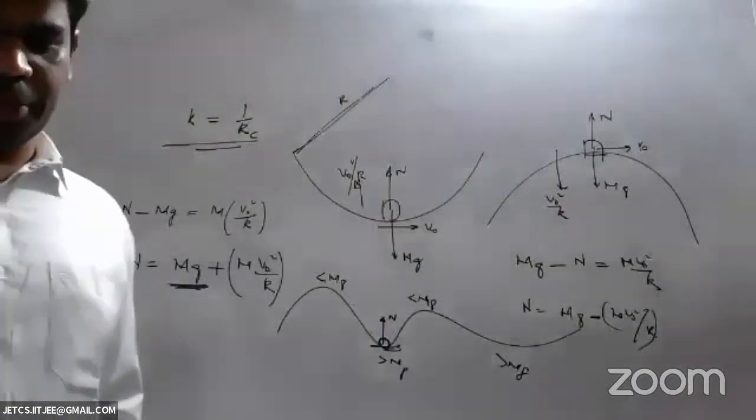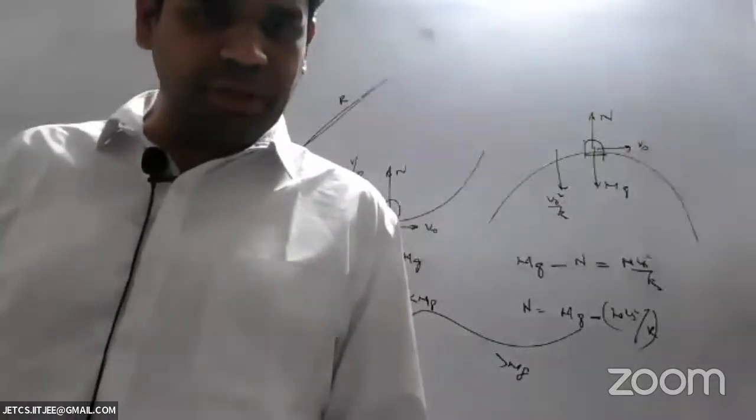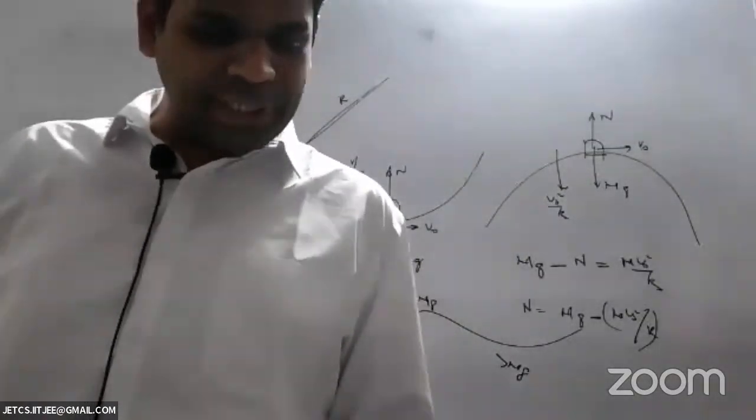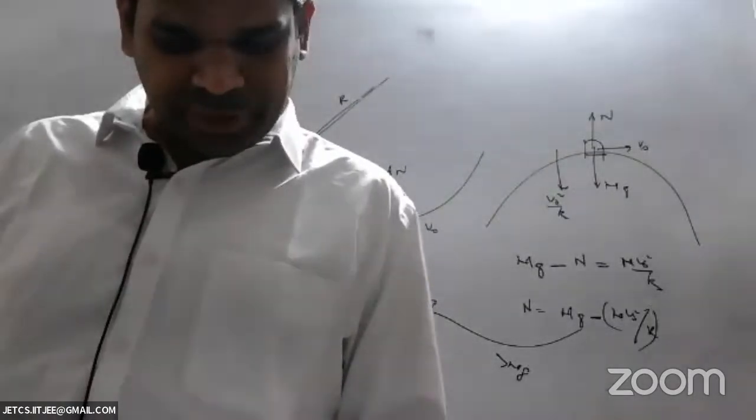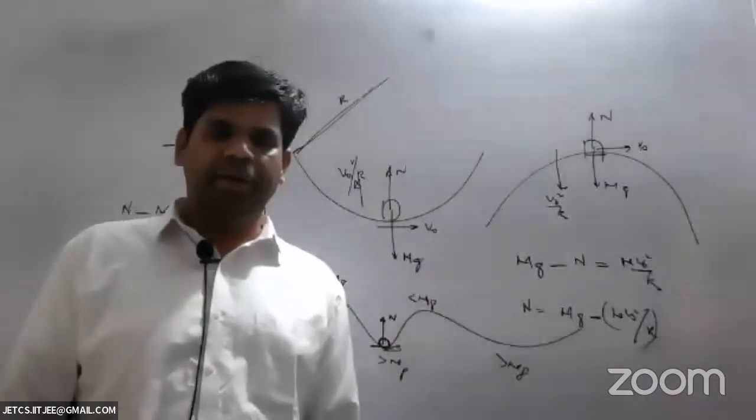Is B correct? What is B? Normal reaction exerted on the path by the body. C is correct: normal reaction is greater than weight at B. Yeah, that's right, that's good. C is correct. And how about B and D?